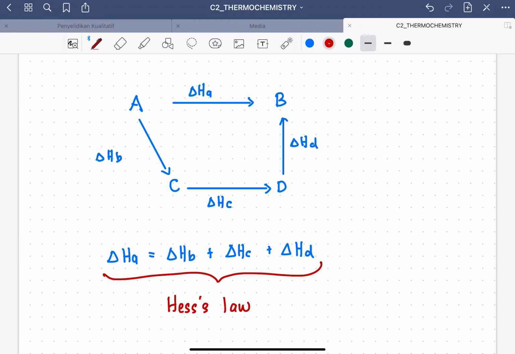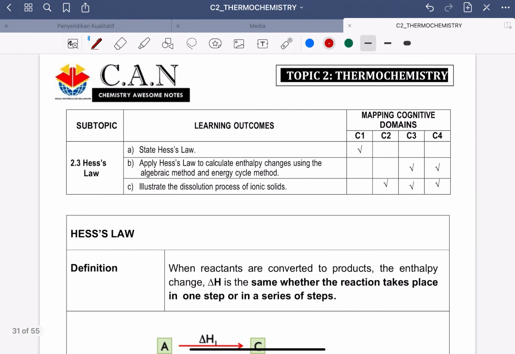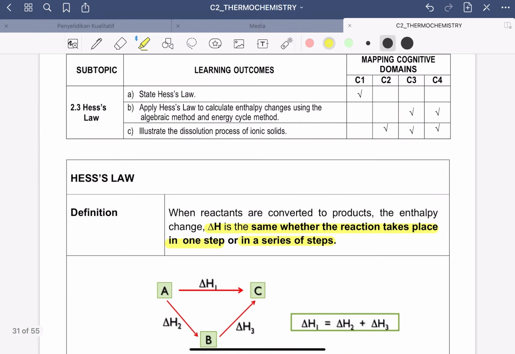Which means you want to produce A to B. So the enthalpy to produce A to B is equivalent if A produces C, C produces D, and D produces B. So that is Hess's law. Easy, right? Delta H is the same whether the reaction takes place in one step, this one is referring to A to B, or in a series of steps, which is A to C, C to D, D to B. Okay, easy.